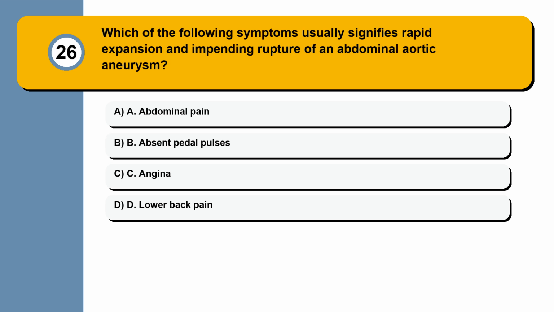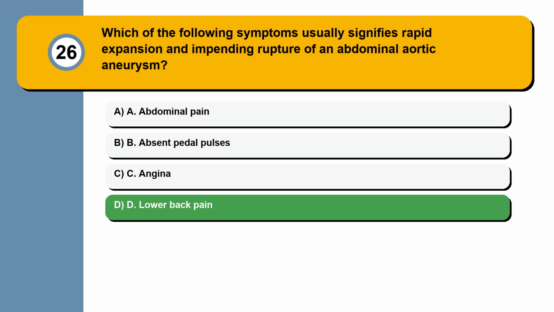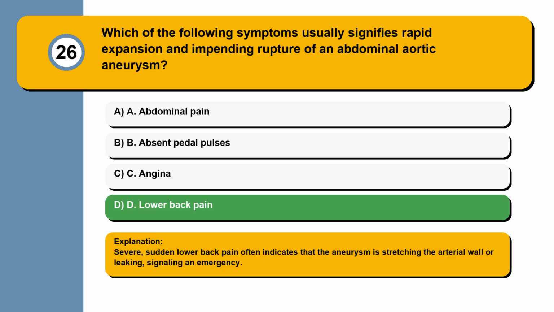Question 26. Which of the following symptoms usually signifies rapid expansion and impending rupture of an abdominal aortic aneurysm? A. Abdominal pain. B. Absent pedal pulses. C. Angina. D. Lower back pain. Severe, sudden lower back pain often indicates that the aneurysm is stretching the arterial wall or leaking, signaling an emergency.